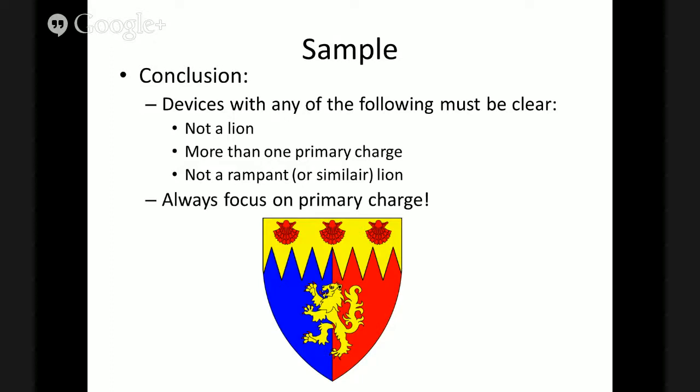So what we want to do is we always want to focus on the primary charge. Okay, we can go into the ordinary and start looking at the field or start looking at the scallops. But why? Suppose we find 100 shields that are blue and pale blue and red. Unless they're lions, we don't care about them. They're not a conflict. So we always want to focus on the primary charge when we're conflict checking.